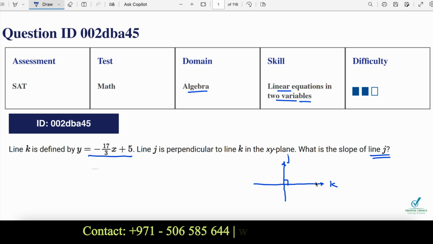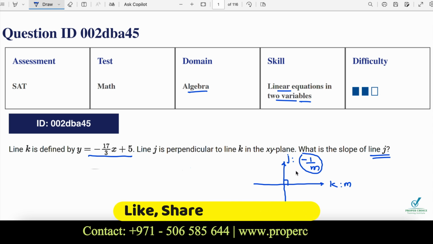And imagine if the slope of line K is M, then the slope of line J in that case should be -1 divided by the slope of line K, that is -1 divided by the slope of K. This is the relation. So while finding the slope of a perpendicular line, you should say their slopes are related as negative reciprocals. Now apply the same thing.